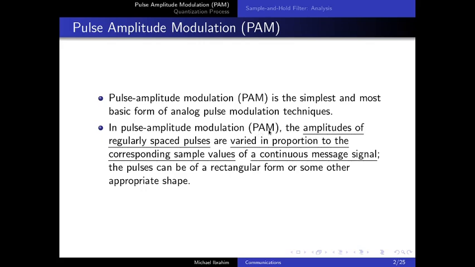Or we can change the position of the pulse in accordance with the message. In this case, it's called pulse position modulation. Or we can change the width of the pulse in accordance with the message. It's called pulse width modulation. So pulse amplitude modulation basically changes the amplitude of the pulses in accordance with the sample values of the message. Of course, the pulses can be of a rectangular shape or any other appropriate shape, and the pulse shape affects the bandwidth required for transmitting the PAM signal.